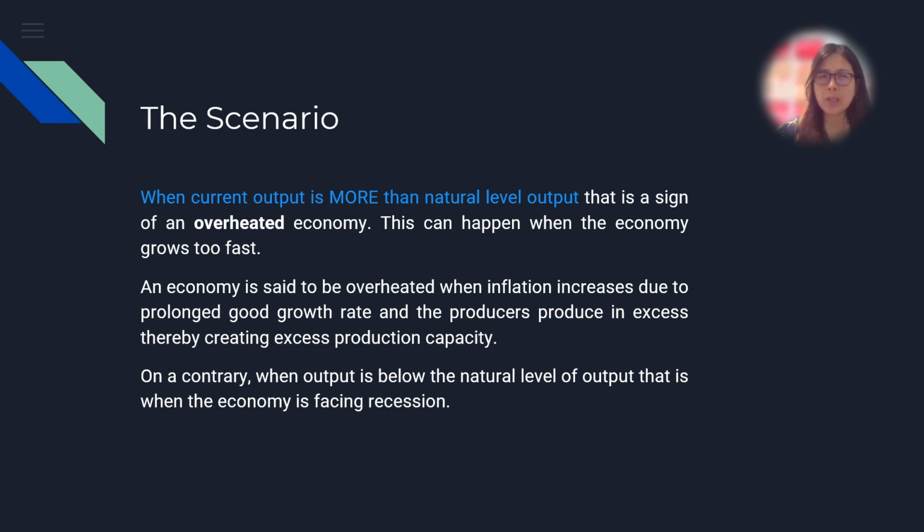Based on the question, we can see that when current output is more than the natural level of output, that is a sign of overheated economy. This can happen when the economy grows too fast. An economy is said to be overheated when inflation increases due to prolonged growth rate, which is good, and the producers produce in excess, thereby creating excess production capacity. On the contrary, when output is below the natural level of output, that is when the economy is facing a recession.